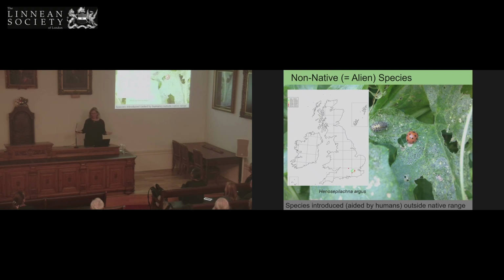For people like me, and maybe people like you as well, it's a real pleasure to see it. It's quite a large, hairy ladybird. Of no concern whatsoever, a welcome addition to our fauna. But it was introduced in some way or other by humans. That's how it's here.